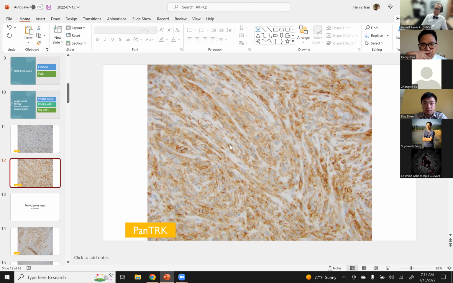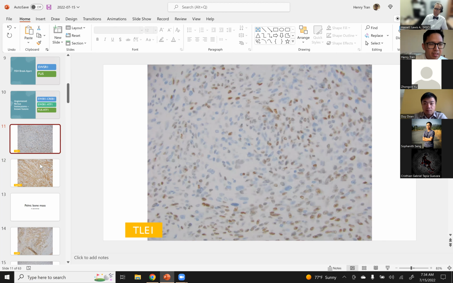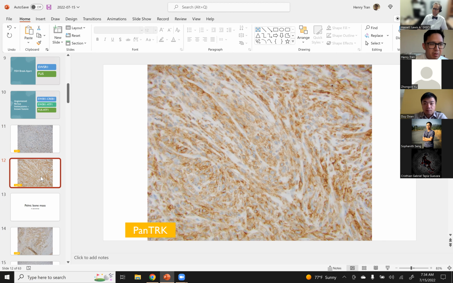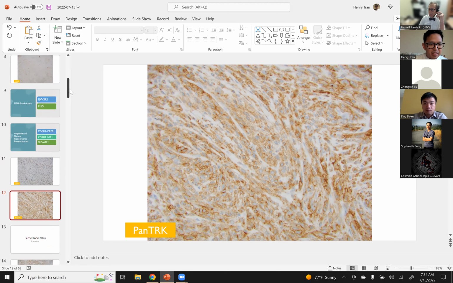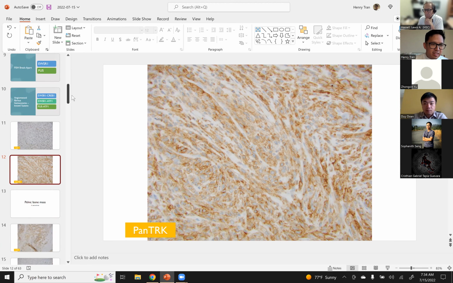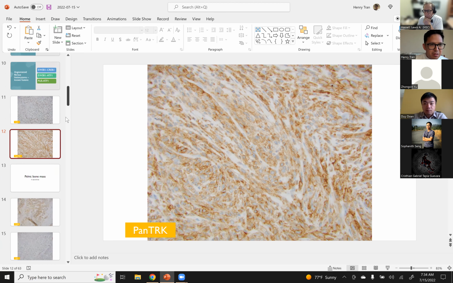It was actually very strongly positive in these tumors. So it was an interesting thing to keep in mind moving forward. We might look into it later. All right, so that's my first case, AFH. I'm going to skip down.